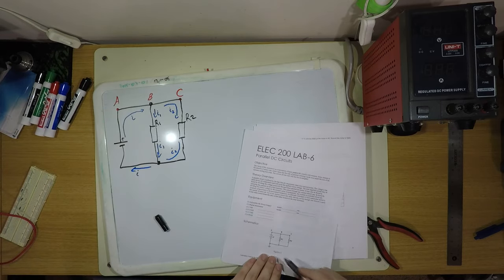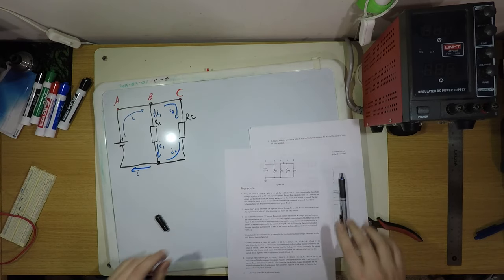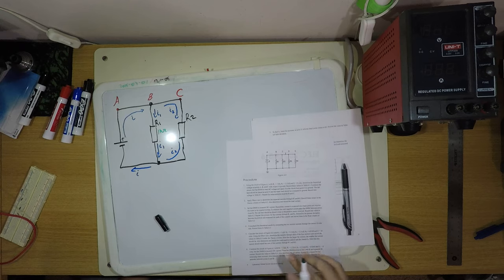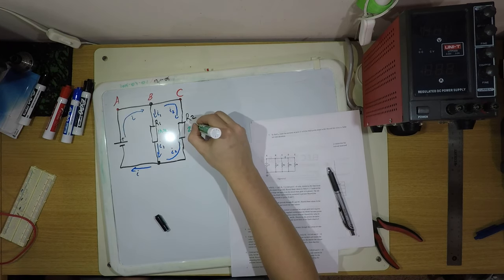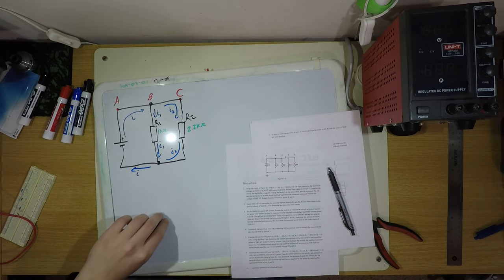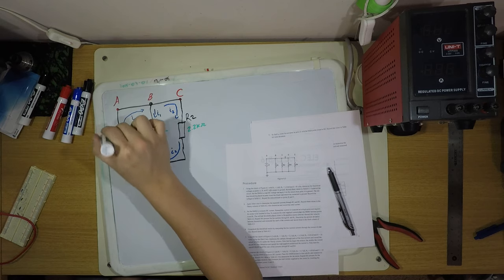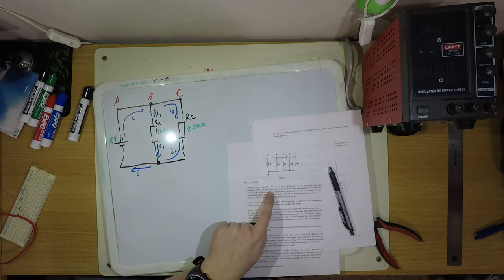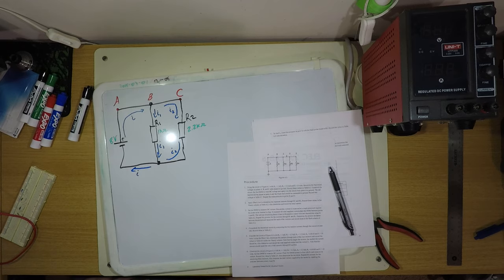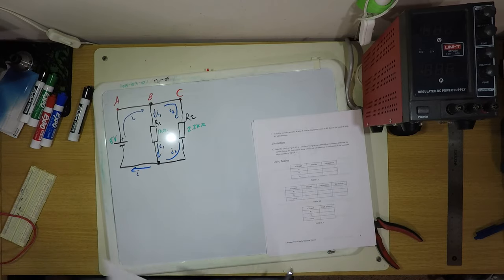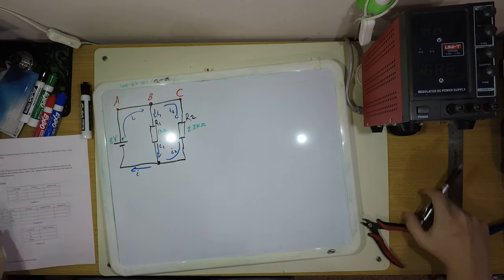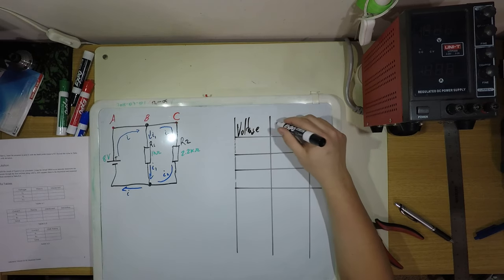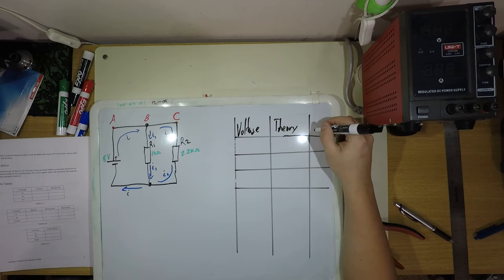Using the circuit of figure 6.1, with R1 equals 1 kilo ohm, and R2 equals 2.2 kilo ohms, and E equals 8 volts. Determine the theoretical voltages at points A, B, and C with respect to ground. I've already done that. Alright, let's look at our data table. Data table 6.1. Let me draw that. We're talking here voltage. Voltage theory, measured.